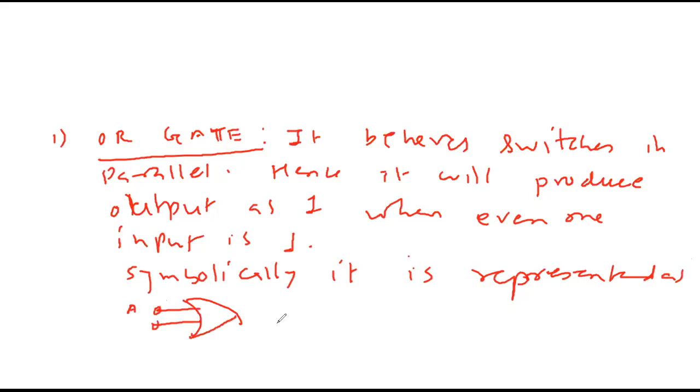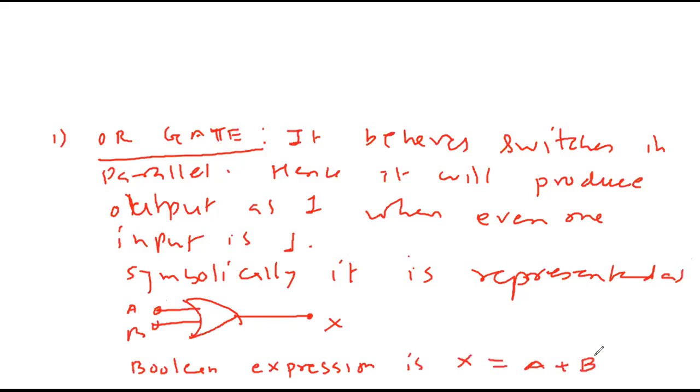Two input A and B, one output, suppose X, Boolean expression is X equal to A plus B. प्लस मतलब 0 प्लस 1 किया तो भी 1, 1 प्लस 0 किया तो भी 1, इसलिए प्लस है. Right, then I'm showing truth table.